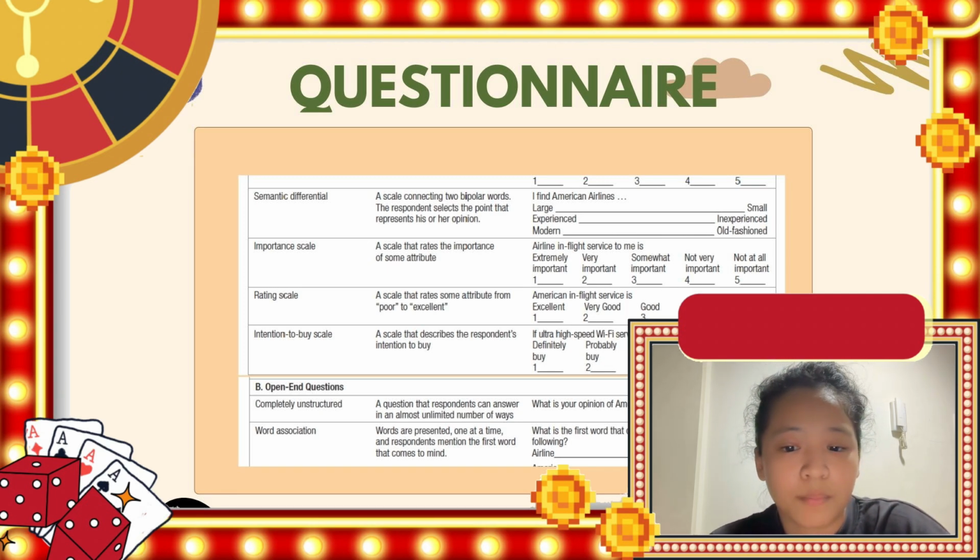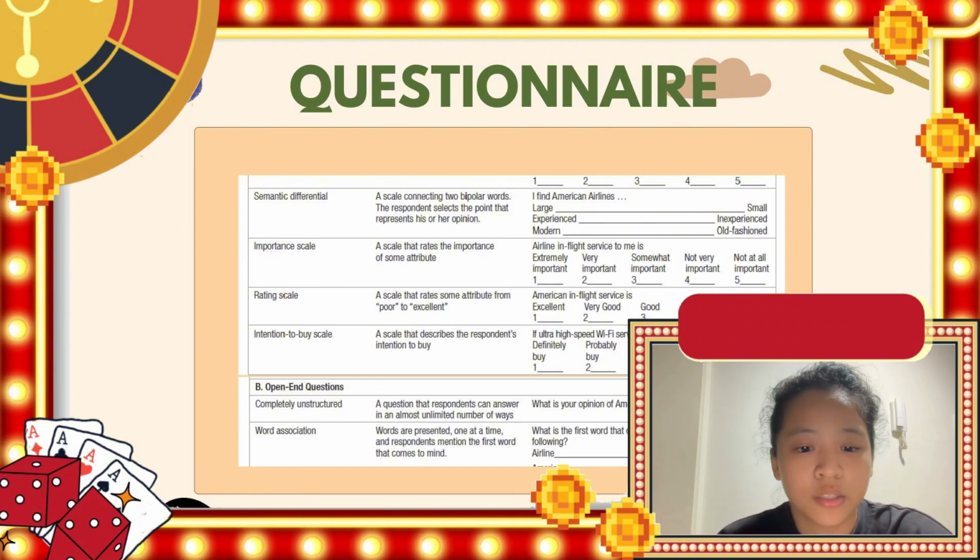These are designed to capture qualitative insights, descriptive data that help researchers understand consumers' attitude, perception, and motivation in their own words. This provides detailed feedback without being limited by predefined answers. The different types are completely unstructured, word association, sentence completion, story completion, picture, and the thematic apperception test.